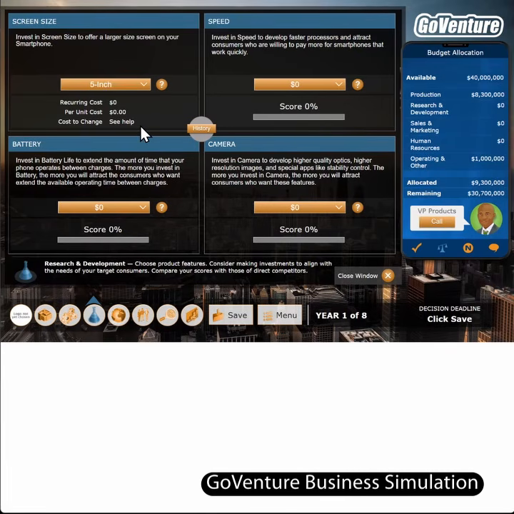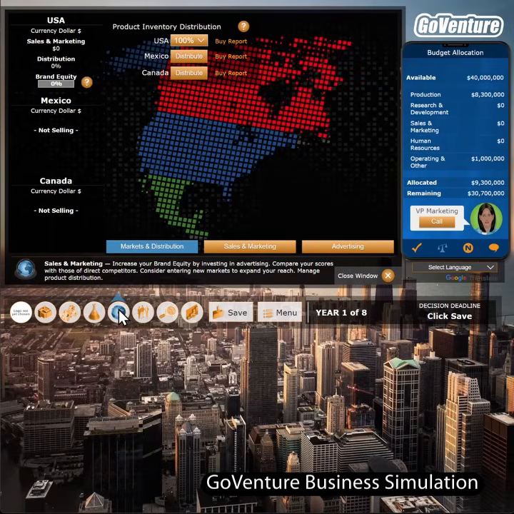In research and development, we can differentiate our smartphone by choosing, let's say, a larger screen or faster processing power, longer battery life, better camera. So this allows us to position our smartphone to target specific consumers that might be interested in it. Okay. This simulation is USA, Mexico, and Canada. Some of the other simulations might be different countries, different regions, and so on.